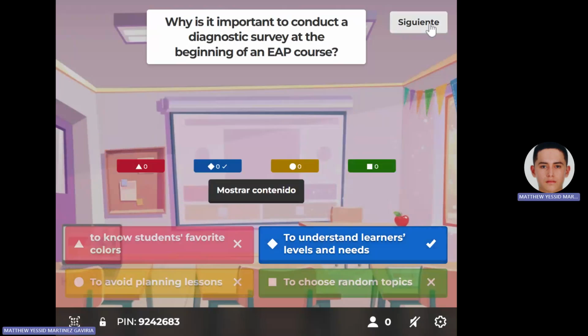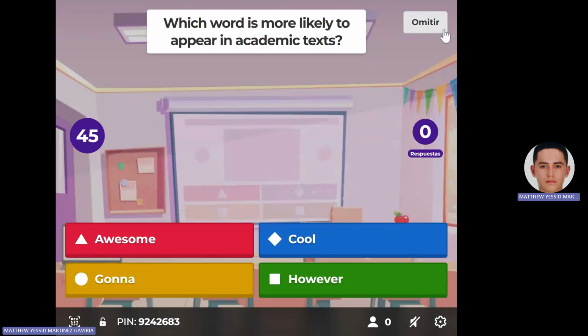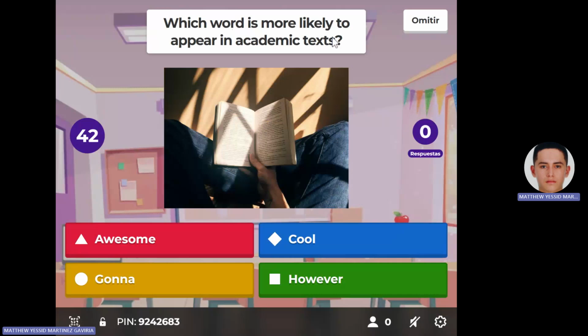Okay, let's start with the second. The second asks: which word is more likely to appear in academic texts? The most important for academic texts is "however", because academic vocabulary is a formal structure. "However" is a common conjunction in science articles, unlike "gonna" or "wanna", which are colloquial. So "however" is the correct answer.